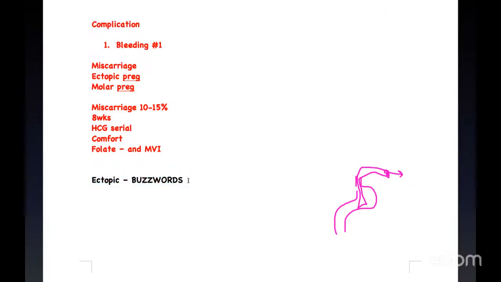I've given you one, right? First trimester bleeding. That's one. It's going to be unilateral. It can't be both sides. Unilateral groin pain or pelvic pain. Of course, they're going to be bleeding, right? What else will happen?